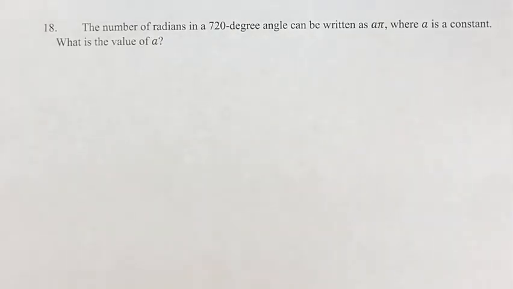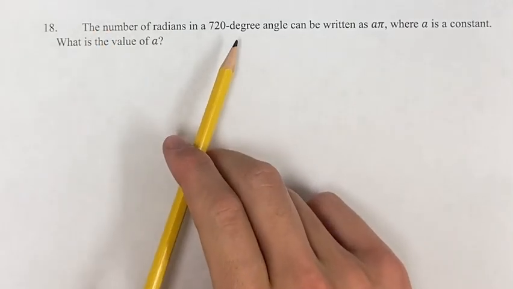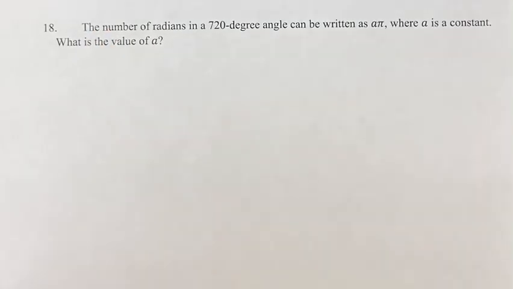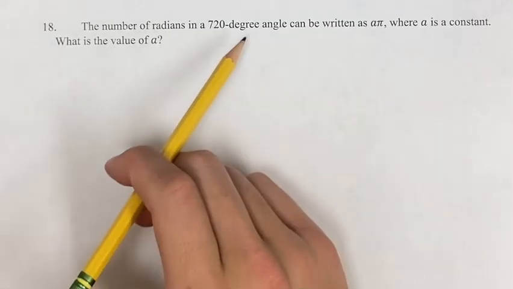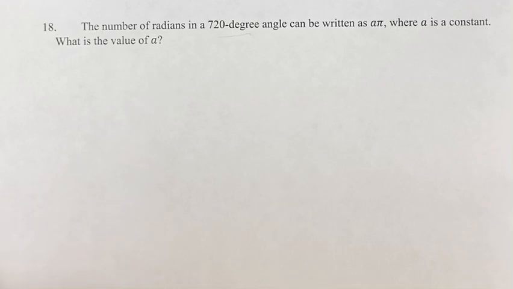In this problem, we're told the number of radians in a 720 degree angle can be written as a pi, where a is a constant. What is the value of a? So basically what they want us to do here is convert degrees into radians.